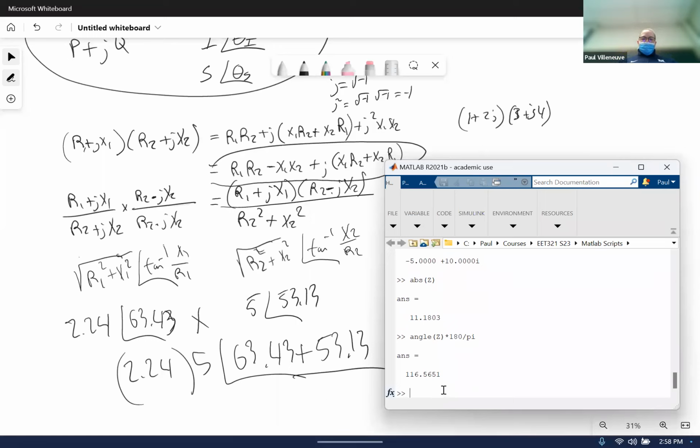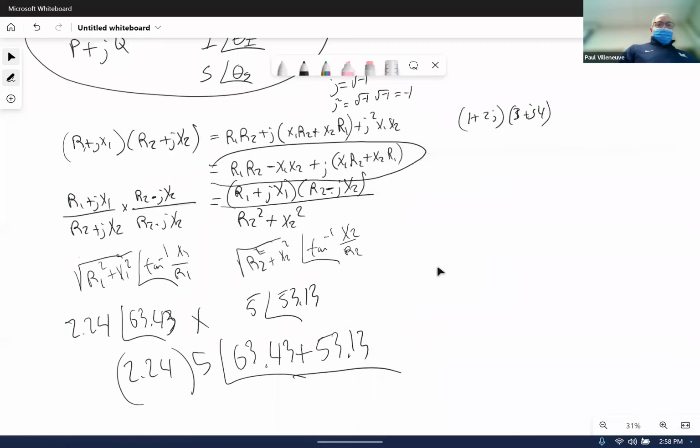All right, so let's take 5 and multiply it by 2.24. Well, what do you know? 11.18 versus 11.2. Those numbers are almost exactly the same. Now I'm going to look at my angle, 116. 63.43 plus 53.13 is almost the same number.